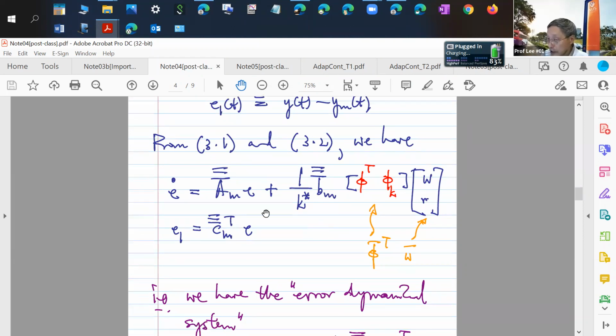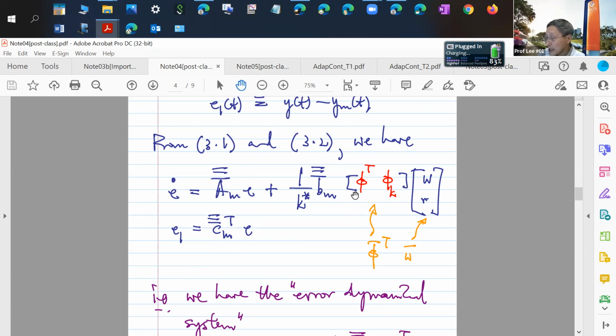So now note that we have A_M triple bar, B_M triple bar, and C_M triple bar, and we already know that this triple of matrices are actually a 2n order non-minimal realization of the reference model. But you got to take note that there's a multiplier 1 over K star down here. So we note that, and we carry on.